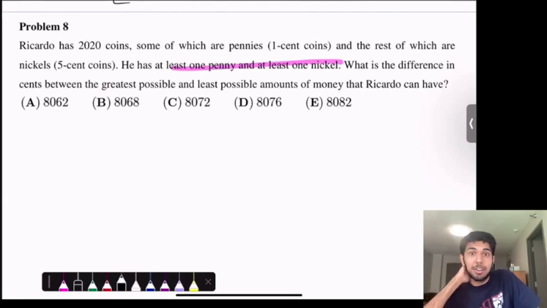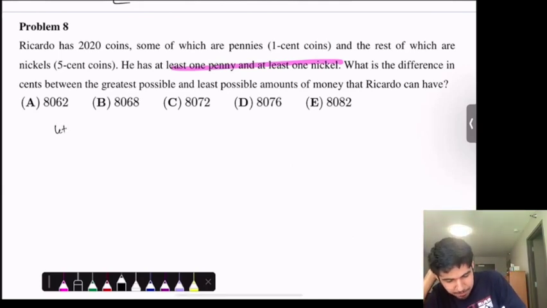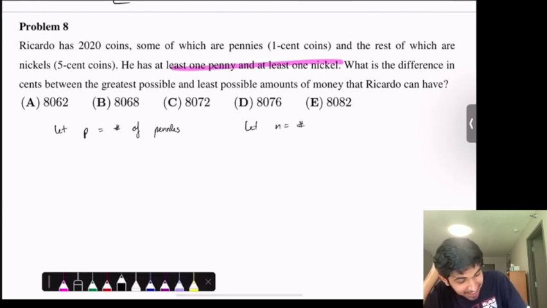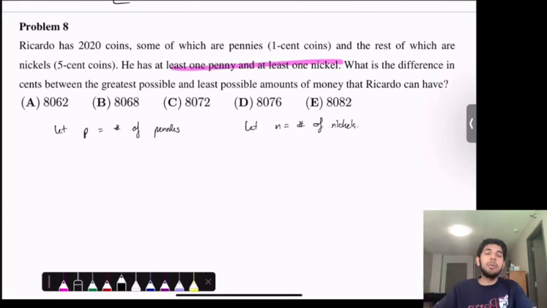Let's create some variables. We have an unknown amount of pennies and an unknown amount of nickels, and somehow they create money. So we'll let P equal the number of pennies, and we'll let N equal the number of nickels. How do we compute how much money he has just off of these quantities?